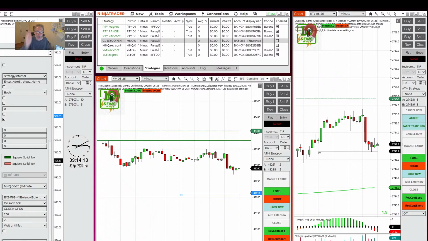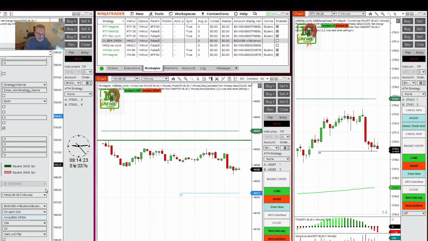Then we'll modify our breakout trade, which is our market open trade. Our market open breakout on the MNQ, we can label it MNQ breakout open. All right. We can scroll up. At the moment, I want to put it on sim.